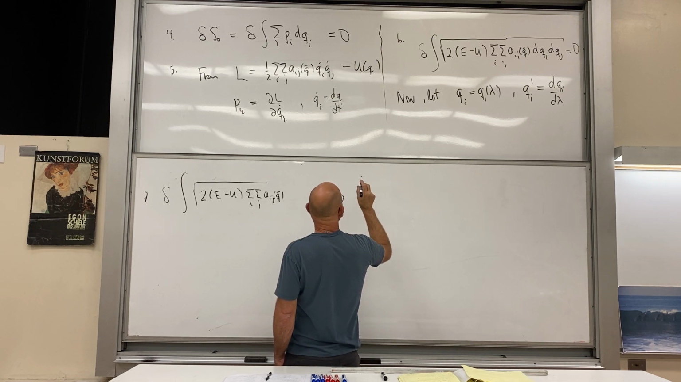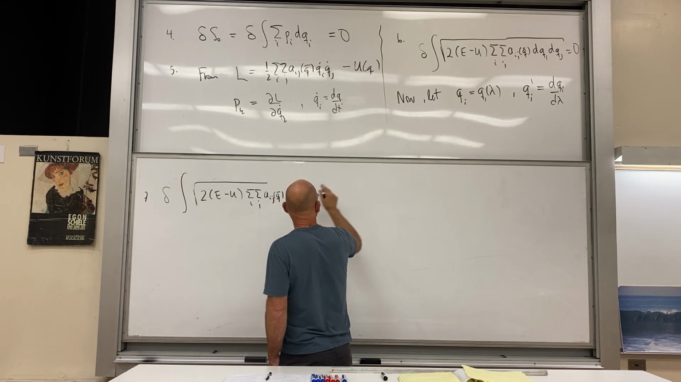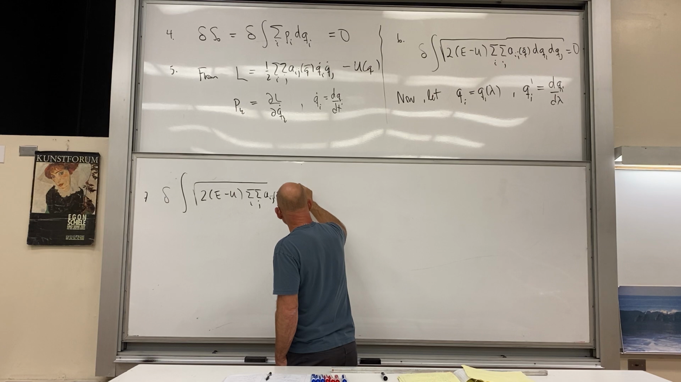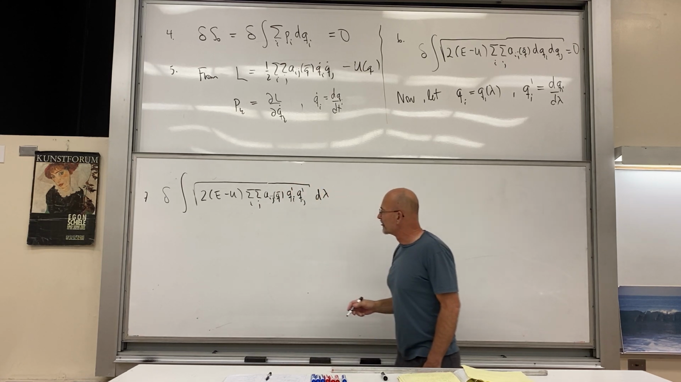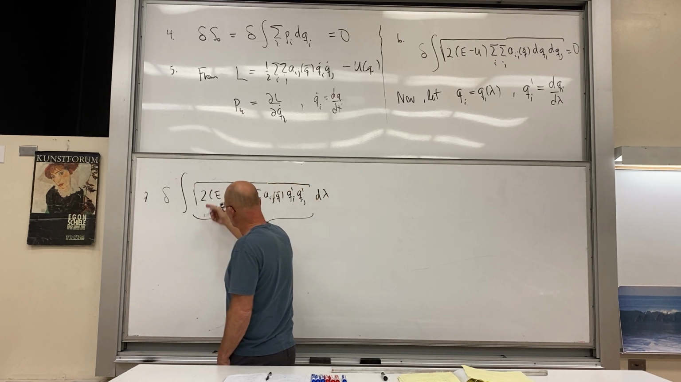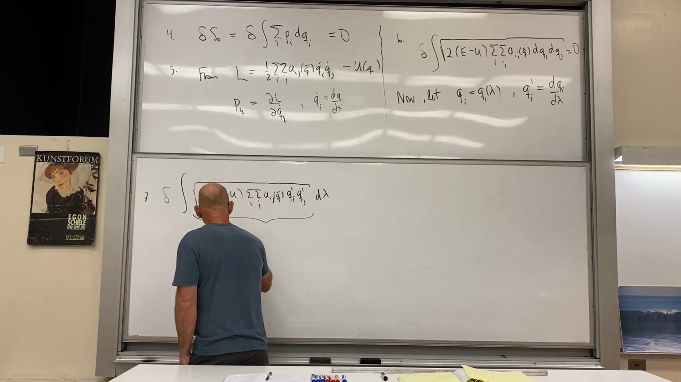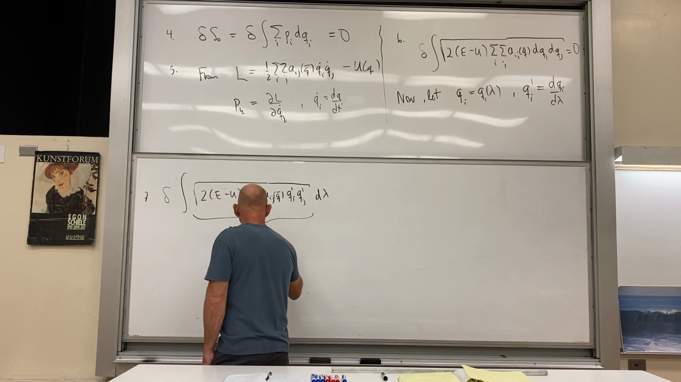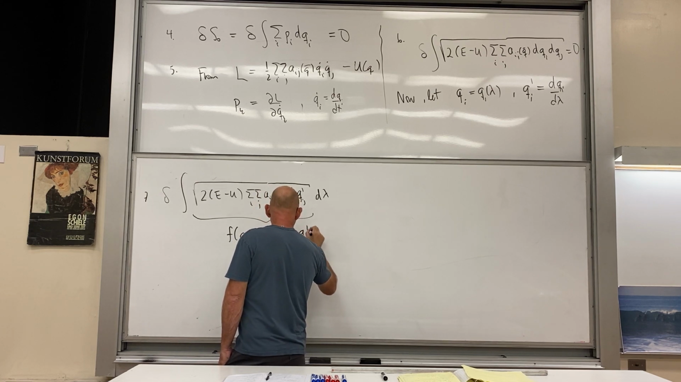So that in every individual case, we would have dq_i/dλ, so q_i prime, q_j prime, and dλ. So that's where that came from. This expression under the square root, or including the square root, is our f of q_1 to q_n, q_1 prime to q_n prime.